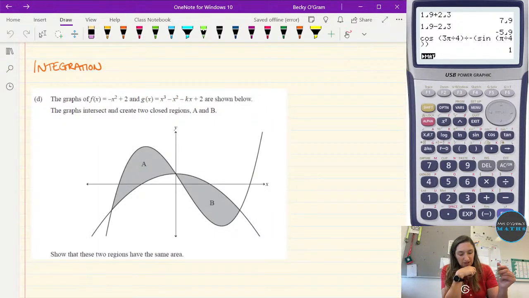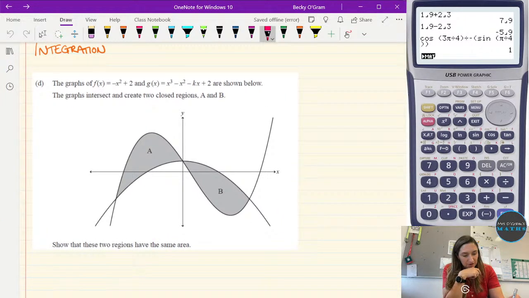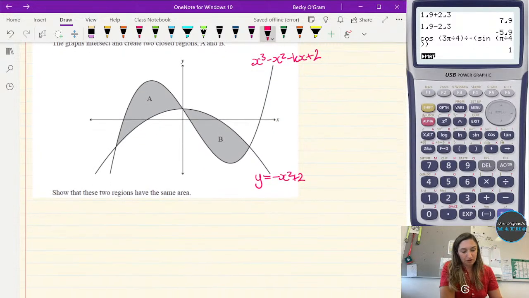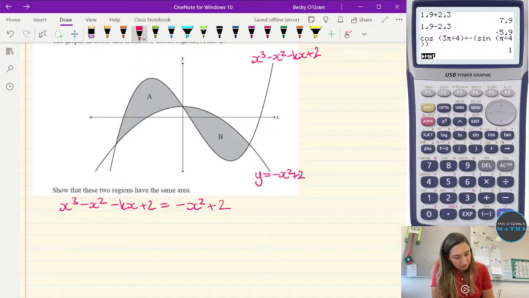Okay, finally we have integration. We've got these two areas. We have the curve of minus x squared plus 2, and the cubic x cubed minus x squared minus kx plus 2. And we want to show that those two areas are the same. So we need the intersection points first. We'll do that with x cubed minus x squared minus kx plus 2 equal to minus x squared plus 2. Okay, so those two cancel with those.